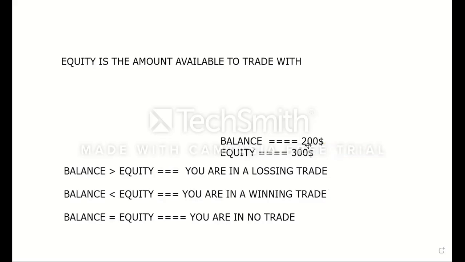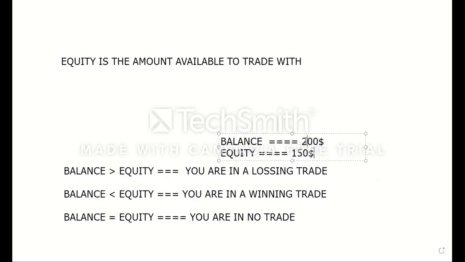In a situation whereby we have $200 and $150 here, it's telling us that you're in a losing trade. You got into the trade with $200 and your equity is $150. That means you are literally losing $50. You're still in a trade. That doesn't mean you can't end up winning the trade, but it's telling you that you are in a losing trade.